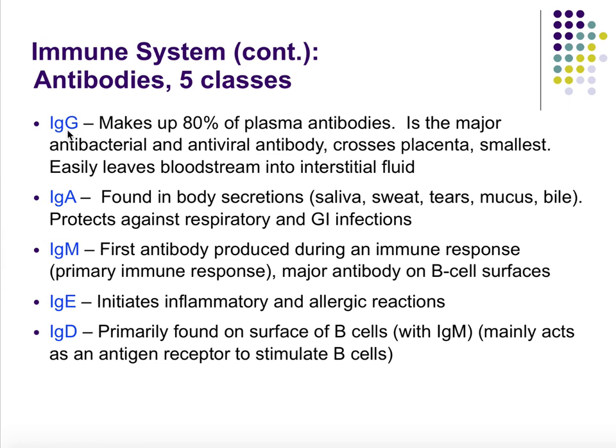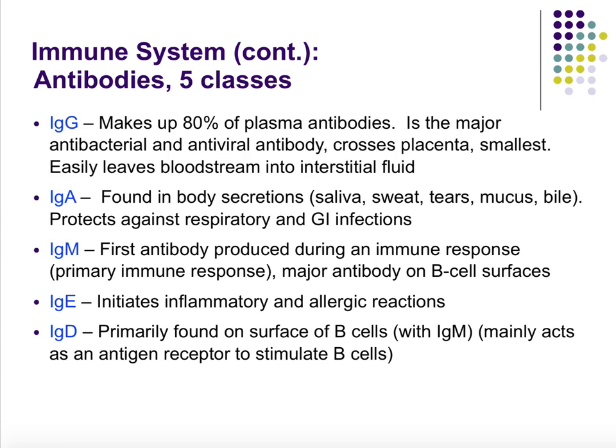So IgGs, they make up about 80% of your circulating antibodies. So most of your antibodies are IgGs. And it's the major antibacterial and antiviral antibody. These are also the smallest, which allows it to cross the placenta, and it gives the newborn baby the mother's immunity during the first couple months of life. IgA is found in things that are secreted, like saliva, sweat, tears, mucus, bile. So it really protects from things like respiratory infections and GI infections.